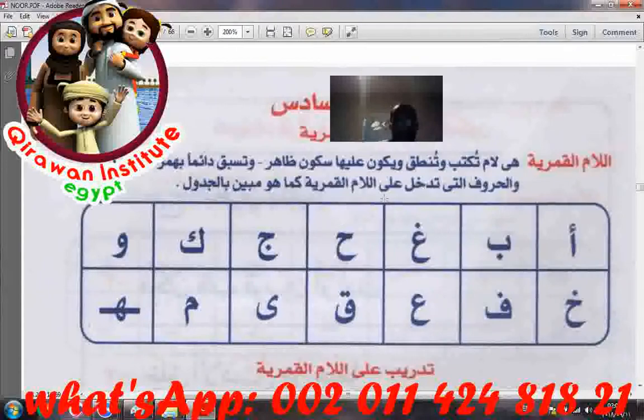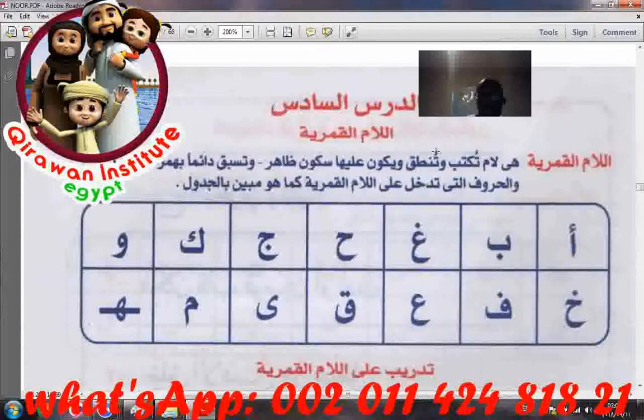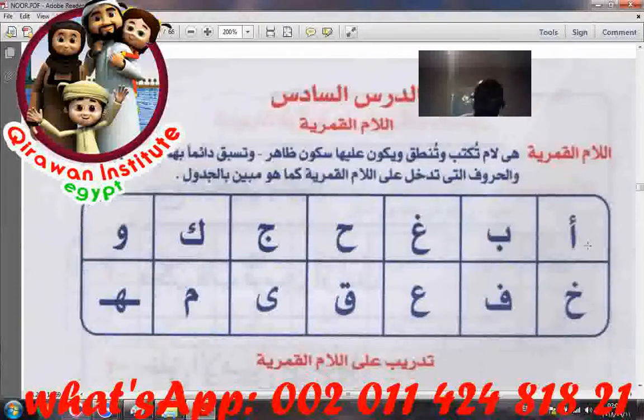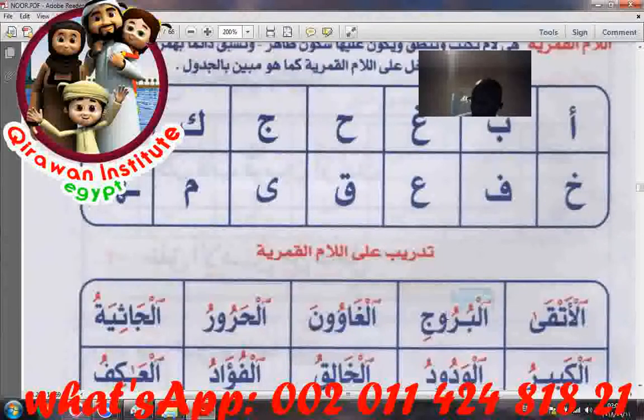Okay, brother. Here, we call these letters lunar letters. And if one is preceded by alif and lam, the definite article in Arabic, we have to pronounce the lam. This is alif, lam, the definite article in Arabic, like "the" in English.